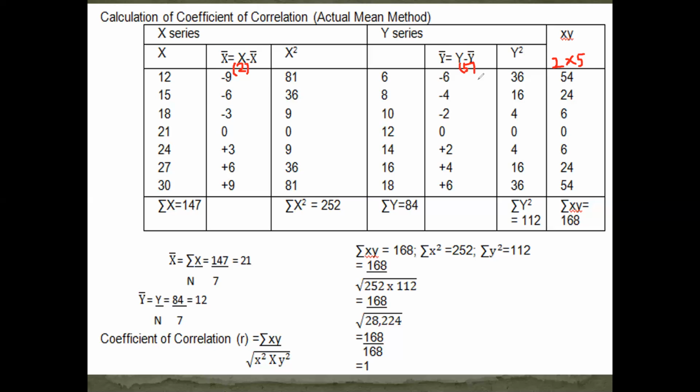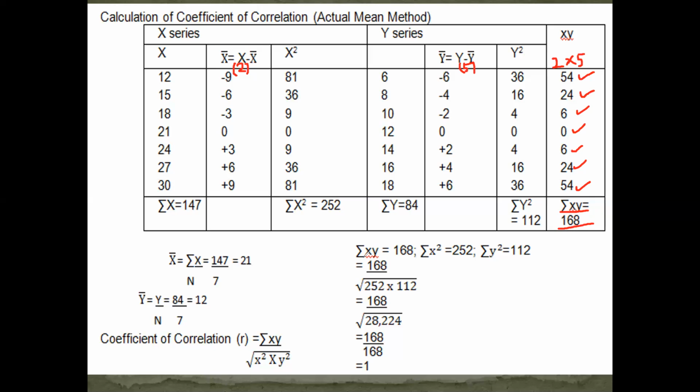So 9 6s are 54, and minus into minus is plus. 6 into 4 is 24, since both are negative values, so the product is going to be positive. Minus 3 into minus 2 is plus 6. 0 into 0 is 0. 3 2s are 6, 6 4s are 24, and 9 6s are 54, and summation xy is equal to 168.